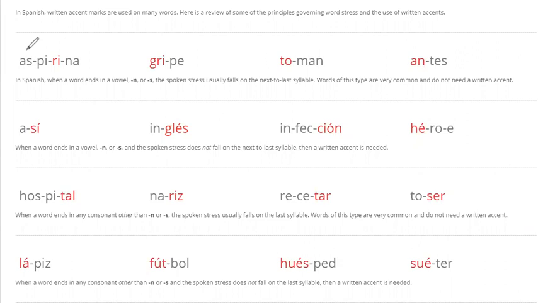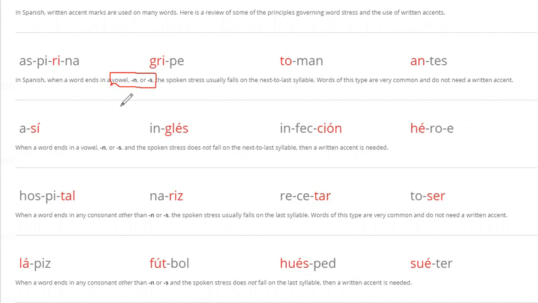So let's start with the most common category, which is a word in Spanish that ends in a vowel, N or S, as you can see right here. If the word ends in a vowel, N or S, which are many words, lots of our nouns, lots of our verbs, especially our verbs, when they're conjugated, are going to fall into that category.